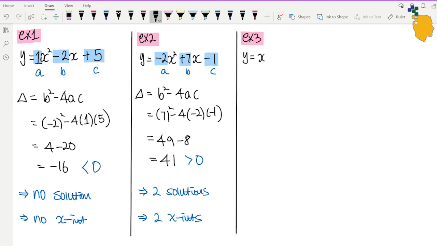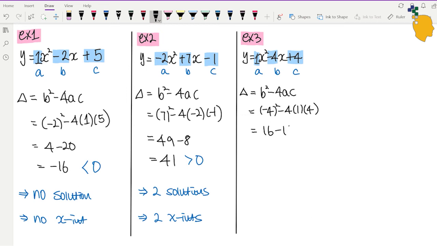On to our last example, we have y equals x squared minus 4x plus 4. a is 1, b is negative 4, c is 4. So the discriminant is b squared minus 4ac, which is negative 4 squared minus 4 times 1 times 4, which is 16 minus 16, which is 0. Since your discriminant is 0, you're only going to have one solution, which means one x-intercept.